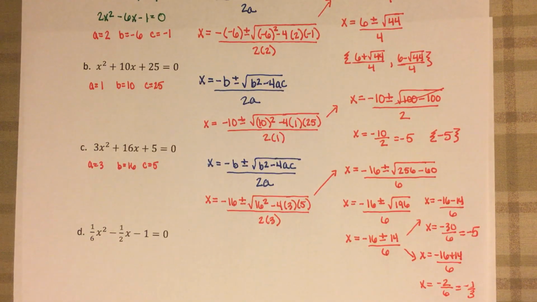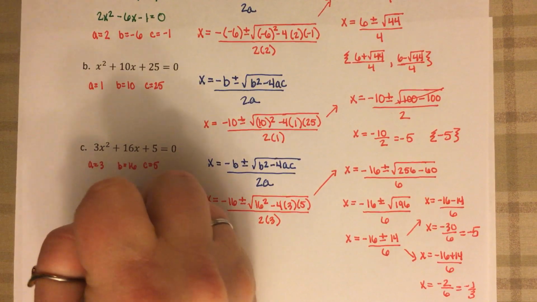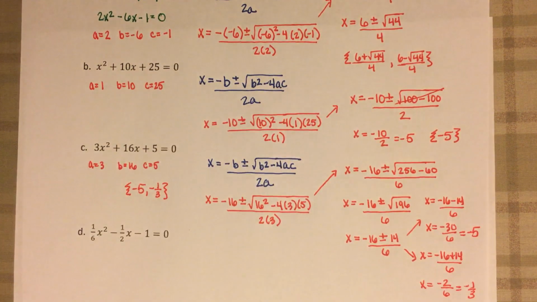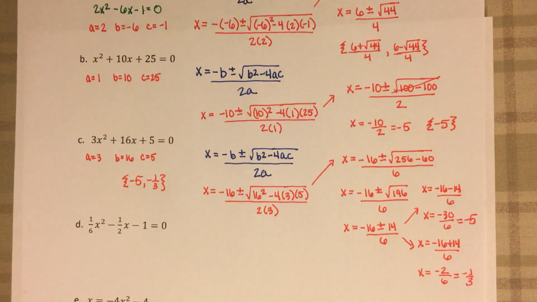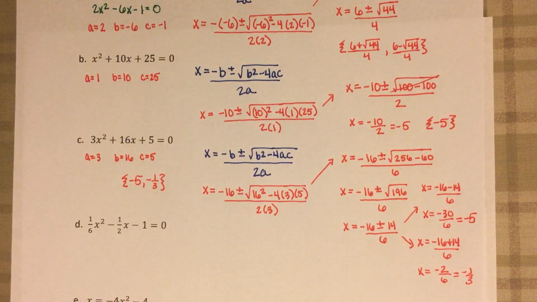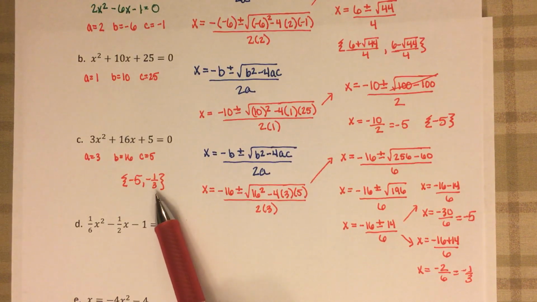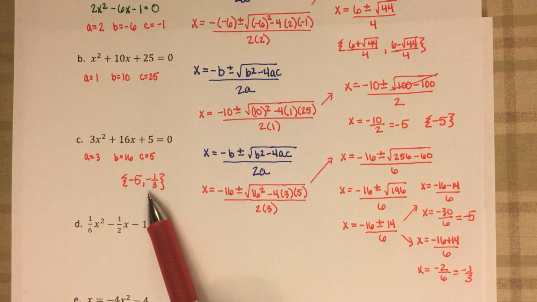Right, so again, this one gets a little messy. We do get two solutions. We get negative 5 and negative 1/3. I'm going to put my solution set over here since I have room over here. Looking at this, notice that in this one we get two integer and rational answers. Right? We don't have any square roots left in our answer.